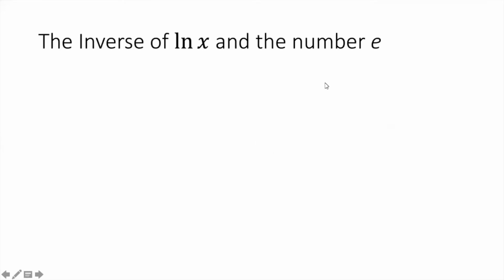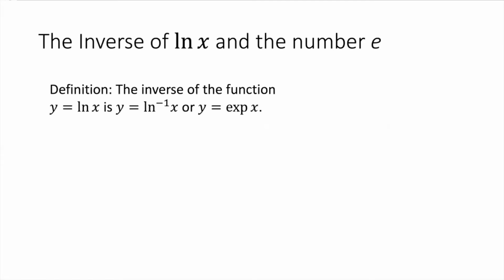So I want to spend just a little bit of time talking about the inverse of natural log x and the number e. As a definition, the inverse of the function y equals natural log x can be written like this: y equals inverse natural log x, except that's not usually how we write it. At the beginning, when I first define this function, I like to write it like this: y equals exp of x, exp for exponential.